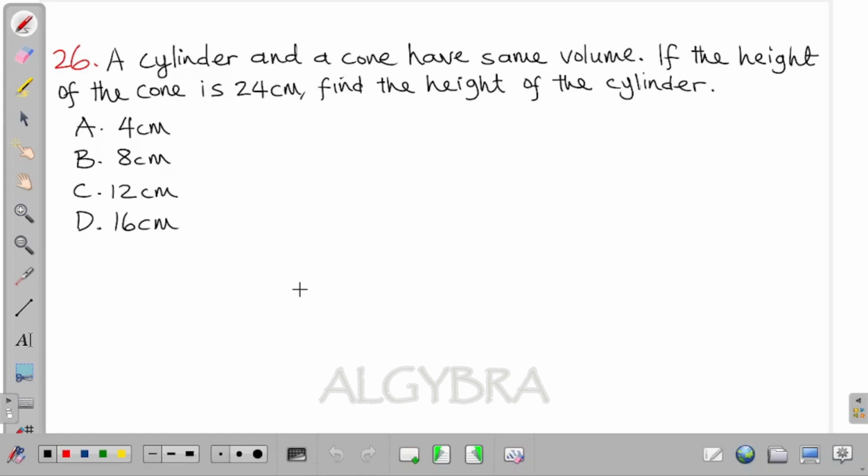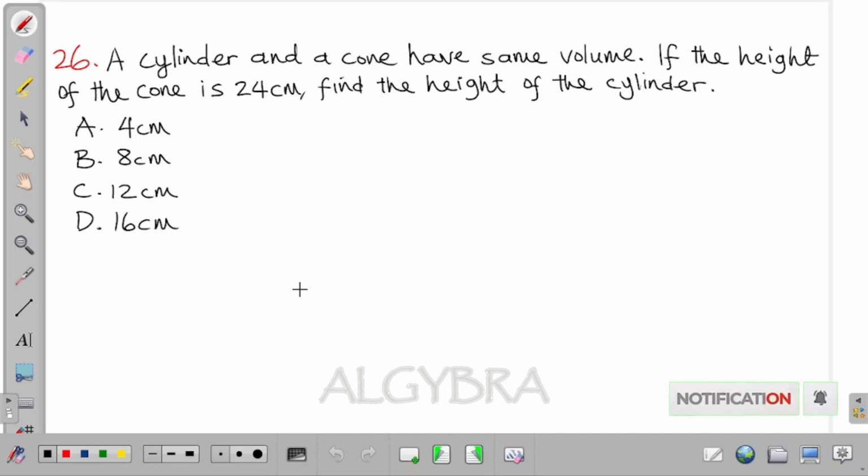So in today's video we're going to go through question 26 of the WAEC 2025 mathematics objective questions. So here it says a cylinder and a cone have the same volume. If the height of the cone is 24 centimeter, find the height of the cylinder.